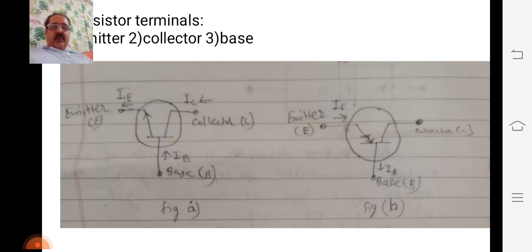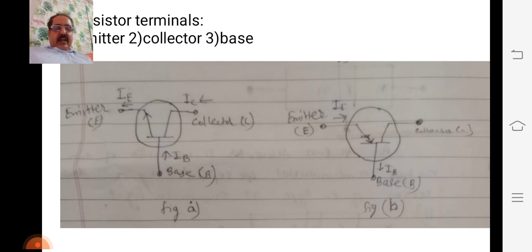Therefore, only a few electrons, less than 5%, combine with the holes to constitute a current I suffix B, that means base current. The remaining, more than 95%, cross over into the collector region to constitute the collector current IC, that means collector current. In this way, the entire emitter current flows in the collector circuit.